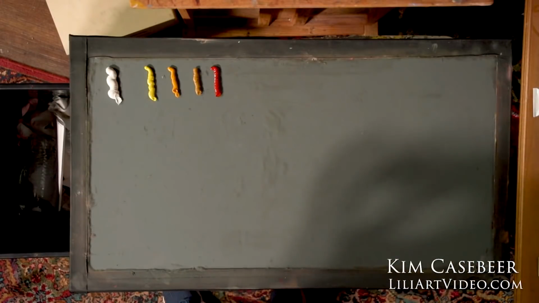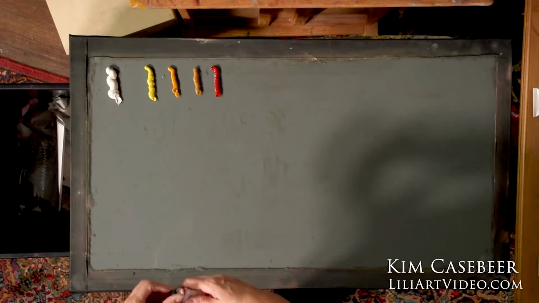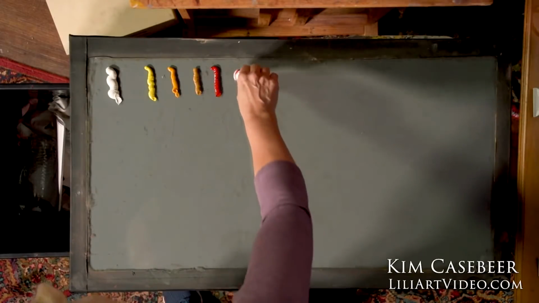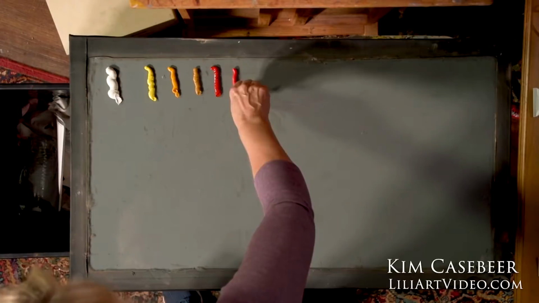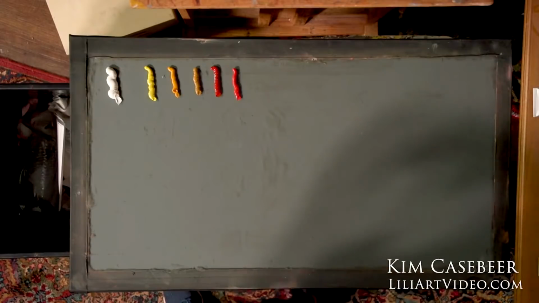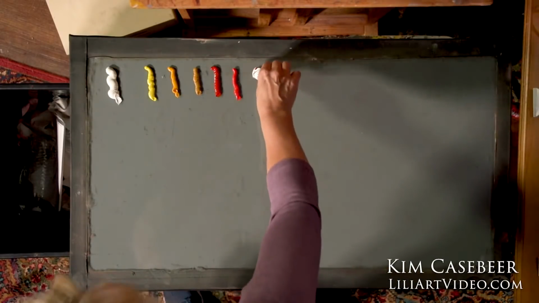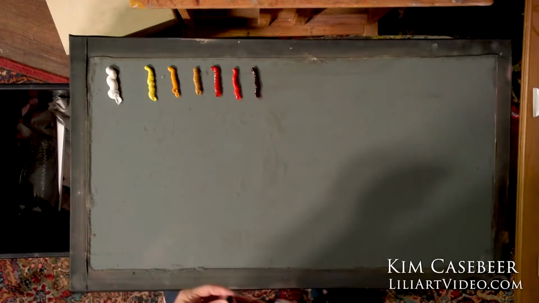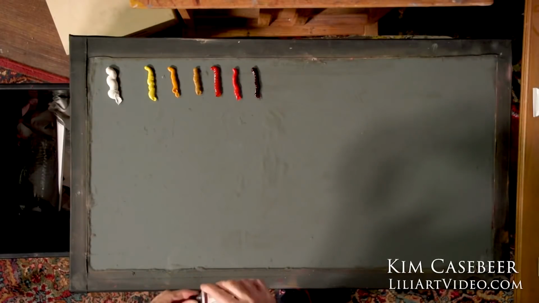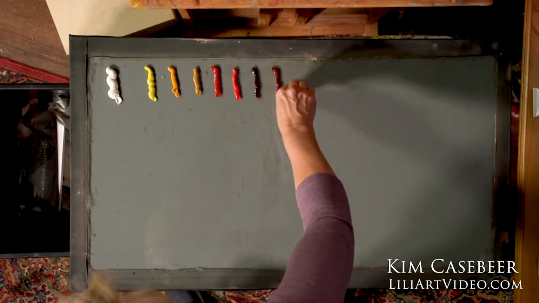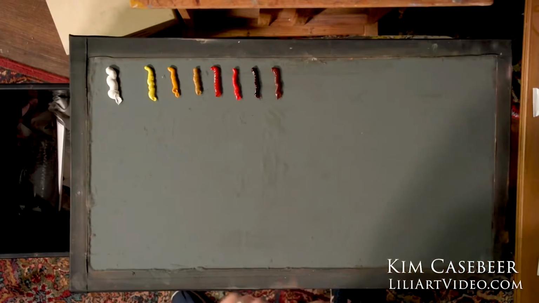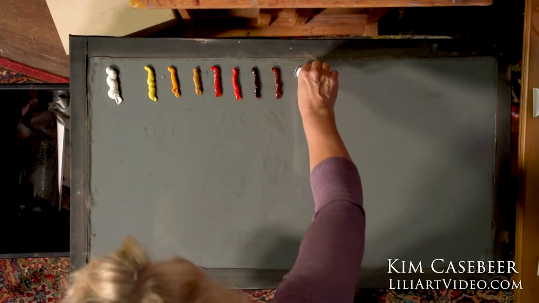This color is yellow ochre. And then this color that I just put out is transparent orange. This next one is cad red light. And then alizarin crimson. Next is burnt sienna. And finally, asphaltum, which is a brown-black.